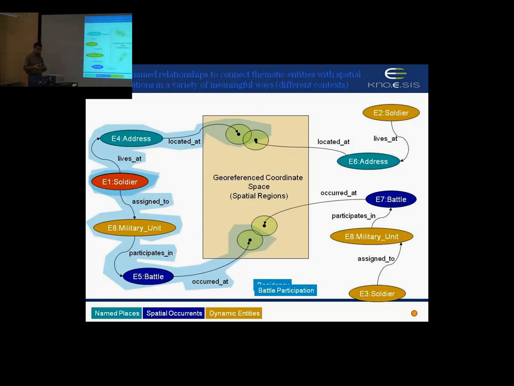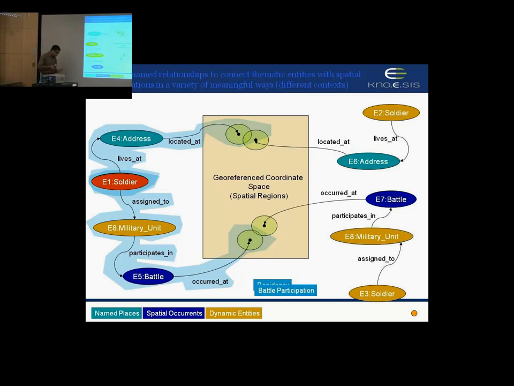Now, because we have been talking about modeling information using RDF and named relationships, it becomes possible to connect all these thematic entities with the spatial information which is available. Let's say we want to capture information about the Second World War. We can say that a particular soldier was assigned to a specific military unit. The military unit participated in a battle which occurred at a specific spatial region, which can be captured using its coordinates. To capture more spatial information, you can also assign additional information, that the soldier lives at so-and-so address, and the military unit participates in so-and-so location, and so on. And all this information can be captured.